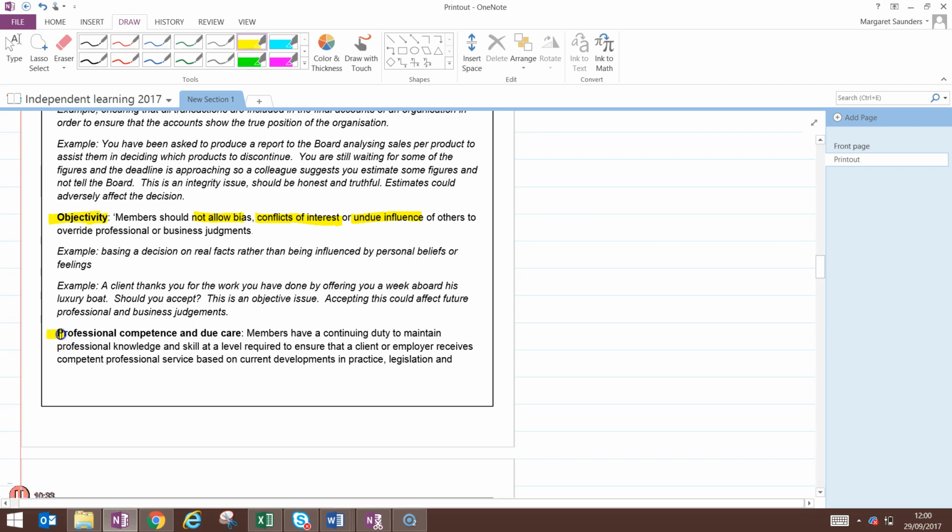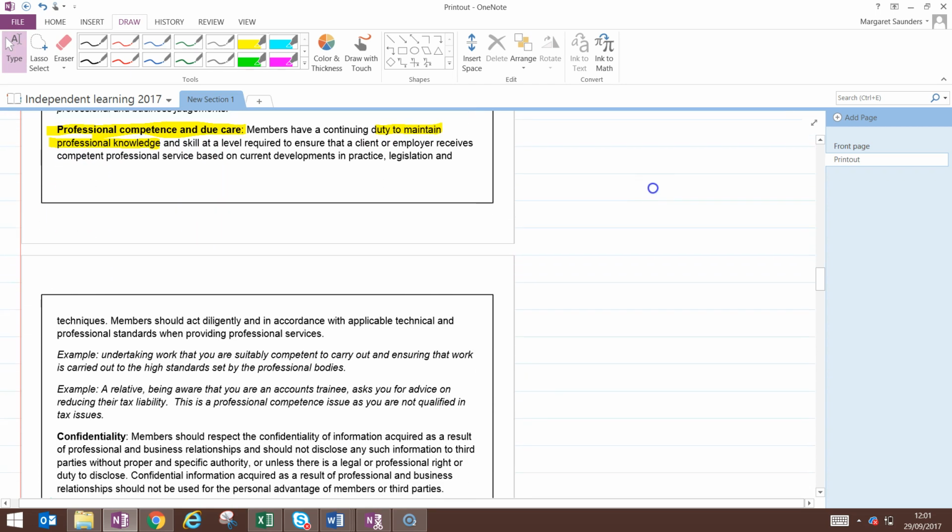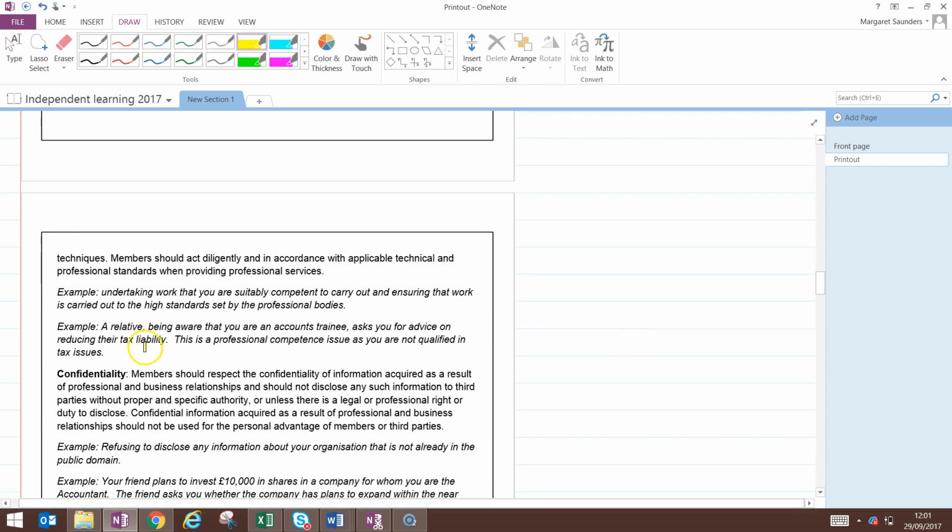The third principle, professional competence and due care. So you have a duty to maintain professional knowledge. So here, again, highlighted with an example, a relative is aware that you are an accounts trainee, and as such they ask for advice on reducing their tax liability. As a trainee accountant, you are not a tax expert. You therefore do not have the professional knowledge to advise your relative. So you would not be acting with professional competence, and therefore you should refuse that request.